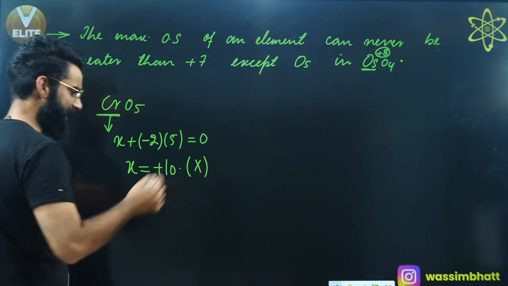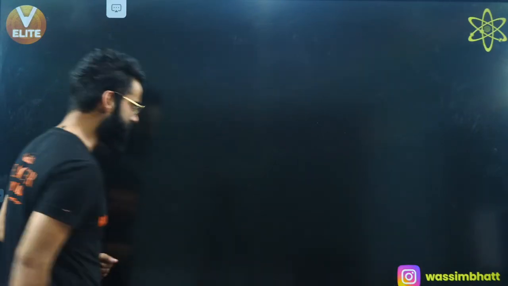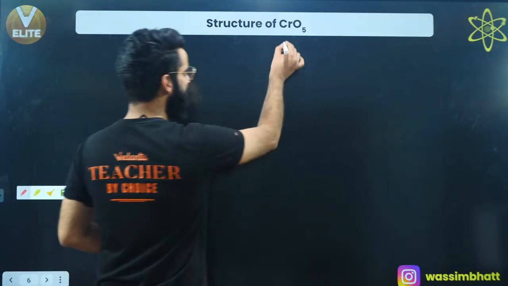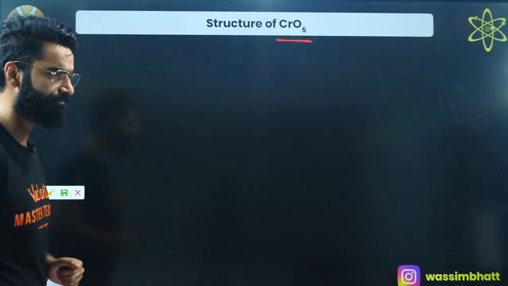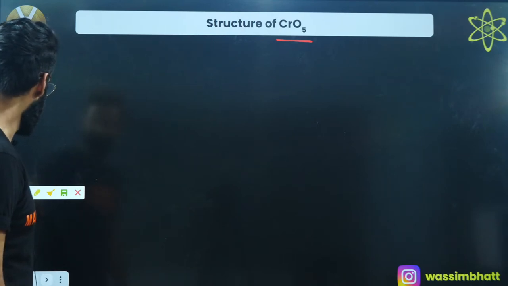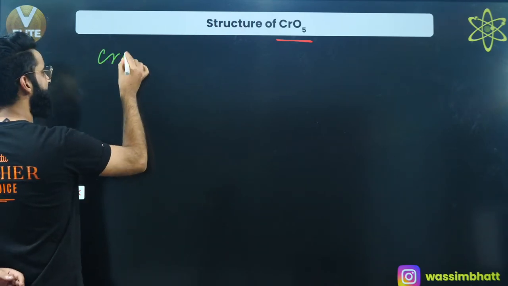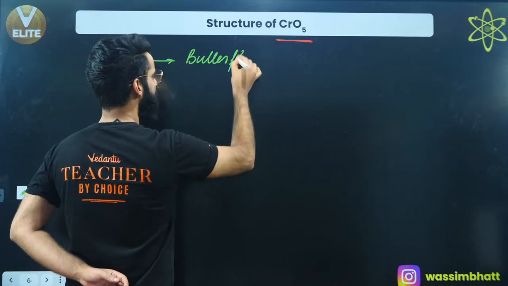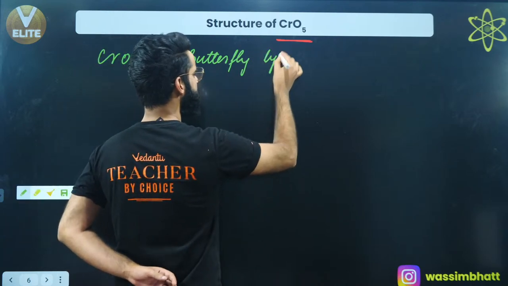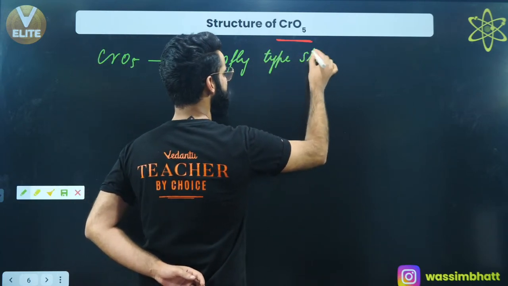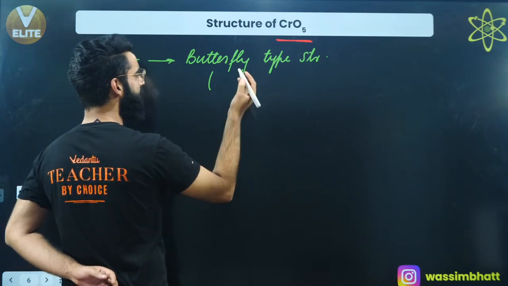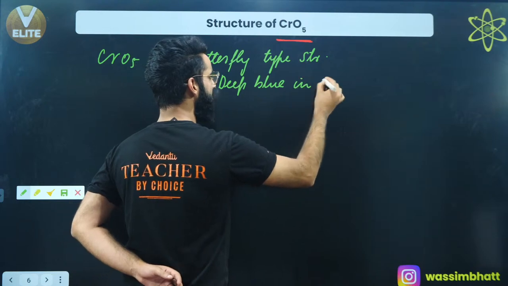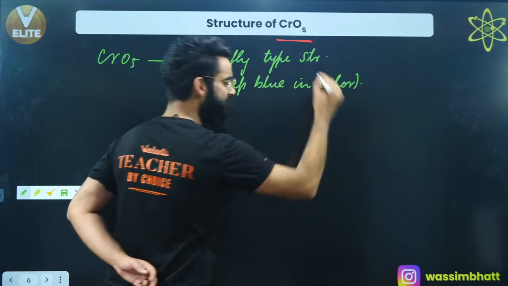So with this, let me take a few structures which are really very important. The first structure we are going to deal with is the structure of CrO5, right? How does this CrO5 look? First of all, CrO5 has a butterfly type structure. And at the same time, this CrO5 is deep blue in color. Do remember this as well.